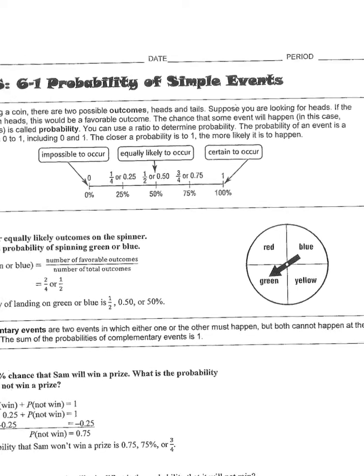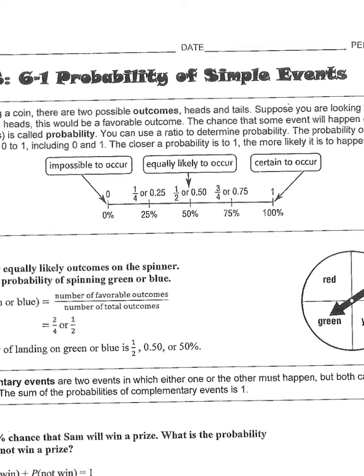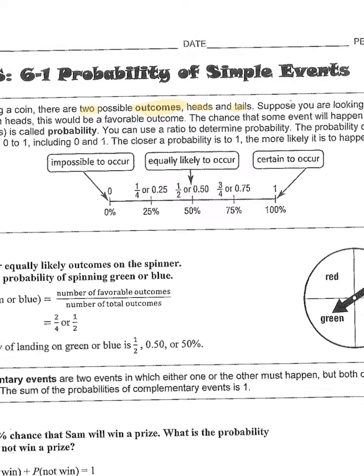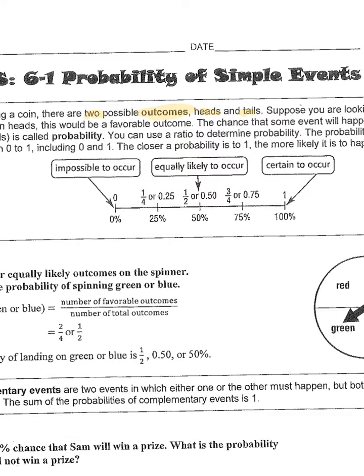Okay, so our new unit is going to be over probability. For example, when tossing a coin, there are two possible outcomes: there's heads and there's tails. Suppose you're looking for heads. So you're playing a game with somebody, you guys flip a coin, you call heads, so that's what you're hoping it lands on.